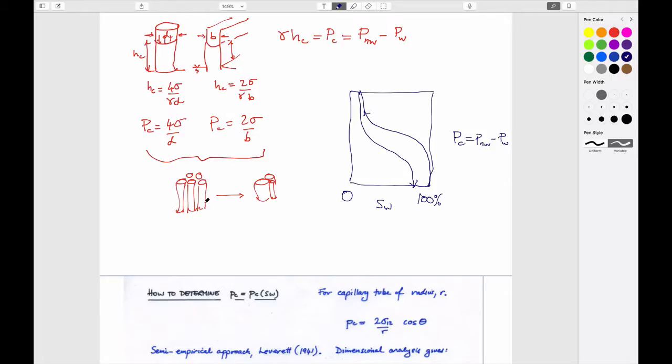curve supplants this. Interestingly enough, I haven't drawn this very well, but where this curve comes away from this, so in other words, say this is where it deviates from 100%, this is what we'll call PC0. And PC0 is basically this. 4 times interfacial tension divided by the diameter of the capillaries.